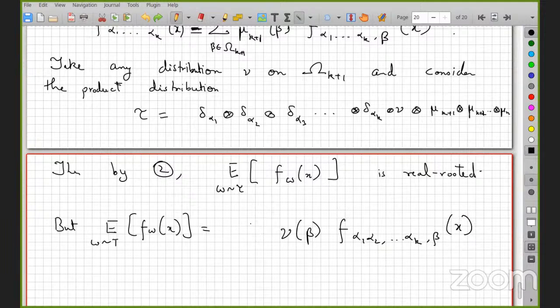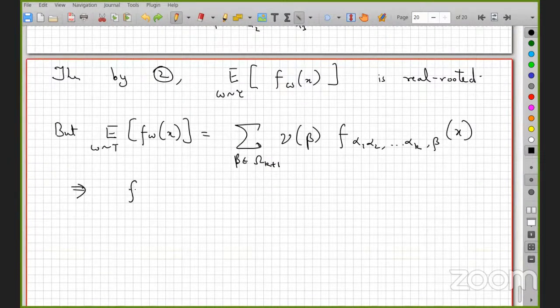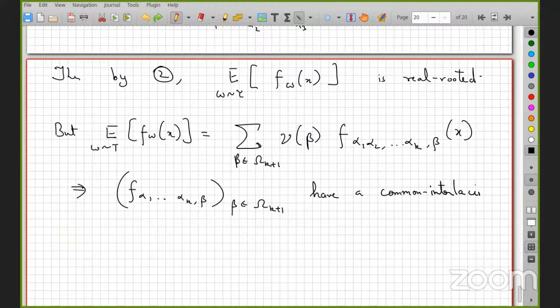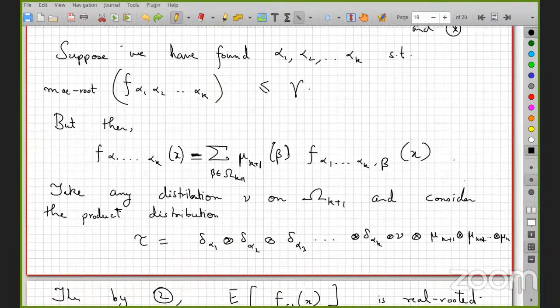The reason we can drop the rest is because the remaining are sampled according to mu. This implies that the f alpha 1 ... alpha k beta, as beta ranges over omega k plus 1, have a common interlacing. So it's exactly the same argument. I could have just done this argument and then said do induction. We have proved it for any arbitrary distribution. That's the important thing.